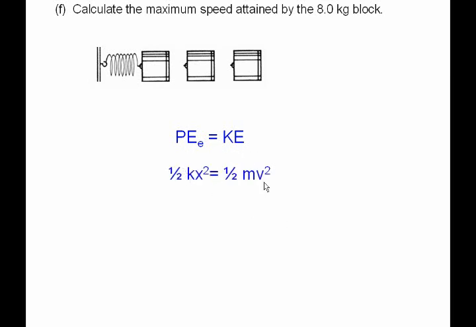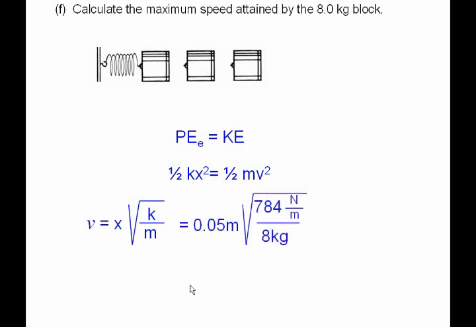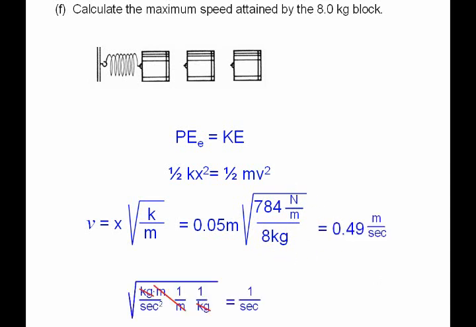We're going to rearrange this for V, so I'm going to multiply by 2, divide by m, and then square root on both sides. This is what it comes out to. And then we'll plug in the numbers here. These units are the same one I had on the previous page. So it comes out to 1 over seconds, but this time we're multiplying it by meters, so we get meters over second for the answer. So 0.49 meters per second.